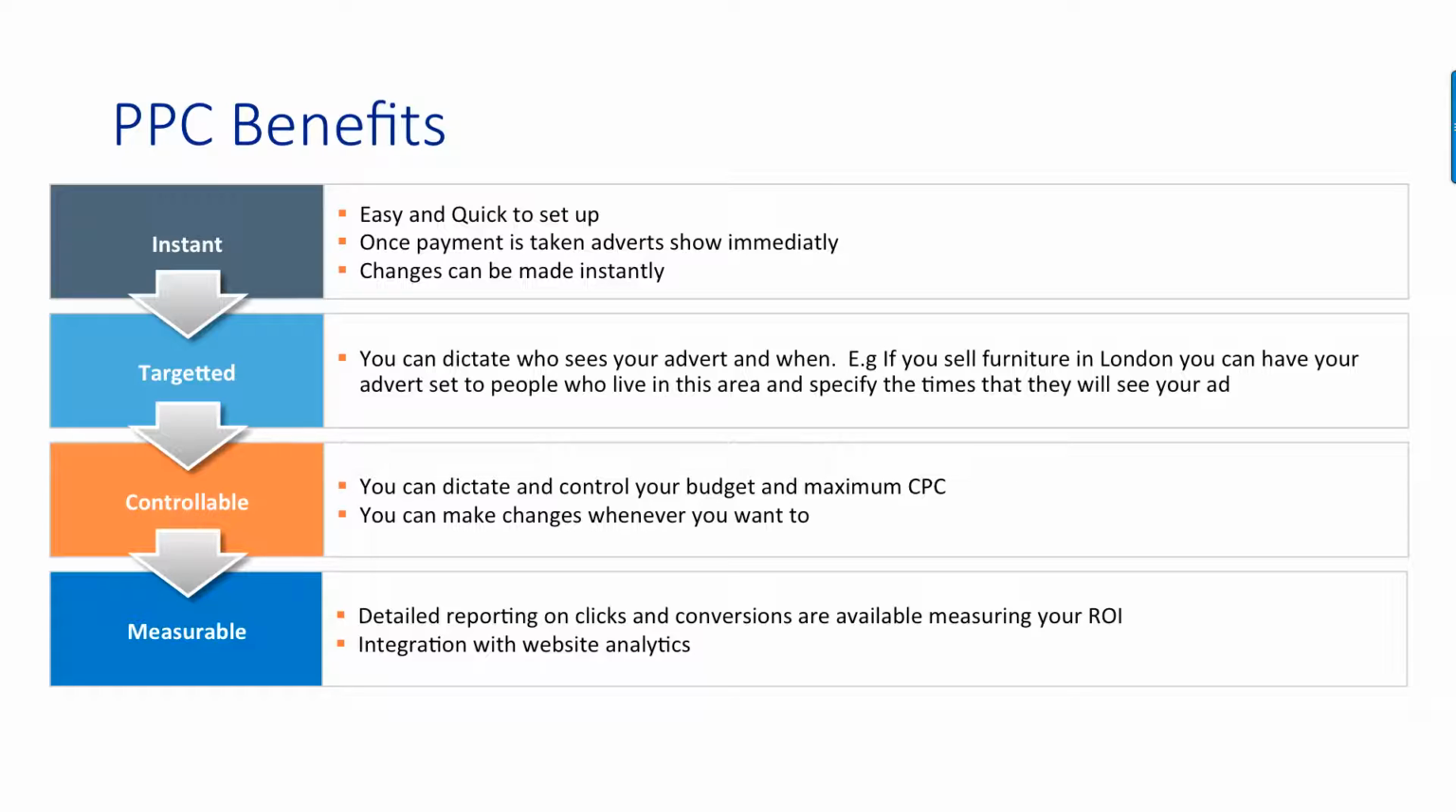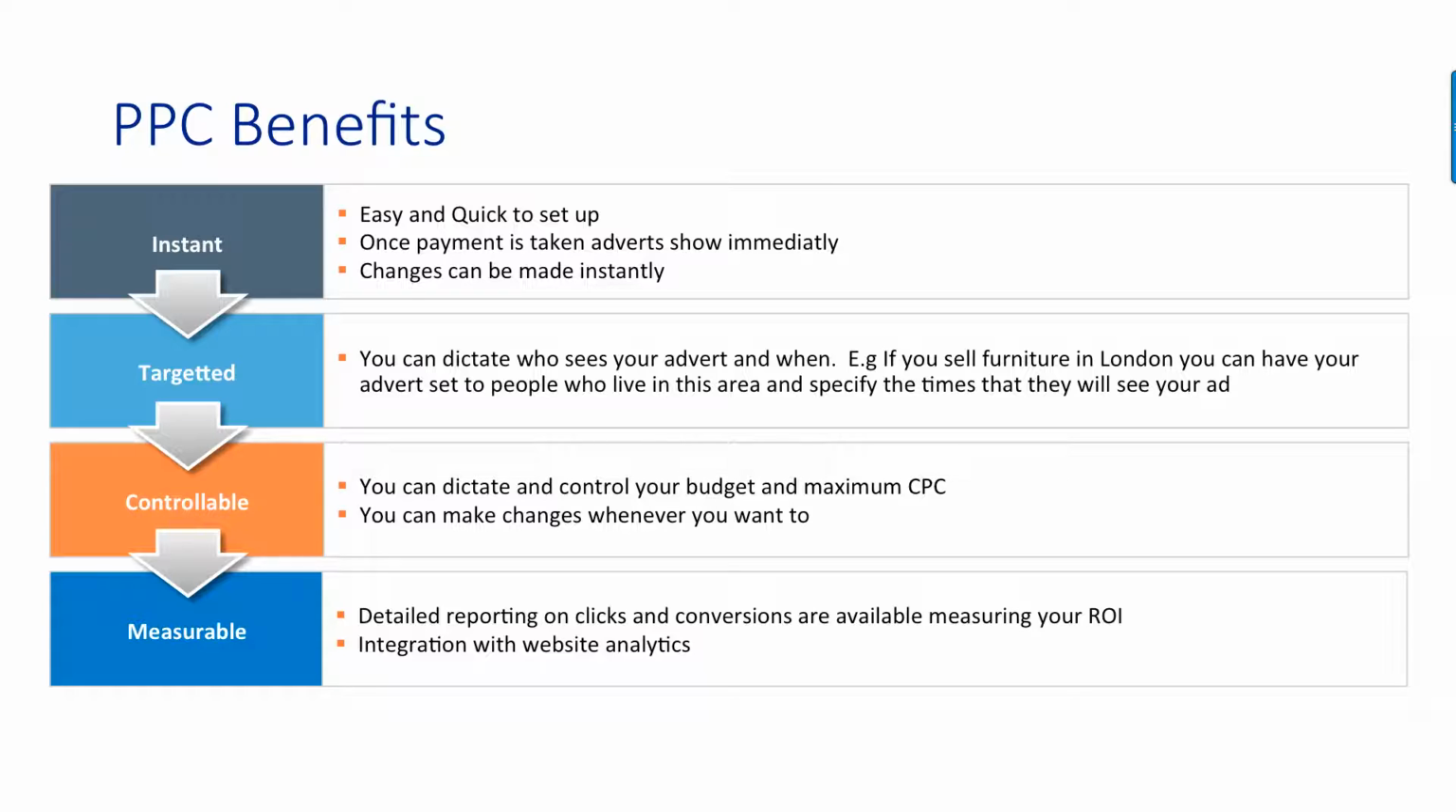It's very targeted. I'm going to talk about targeting in more detail later, but you can dictate exactly who sees your advert and when they see it. For example, if you sell furniture in London and you have an advert set up for people who live in the area at specific times, only then will they see your advert. Other people won't be able to see it. So it is very, very targeted.